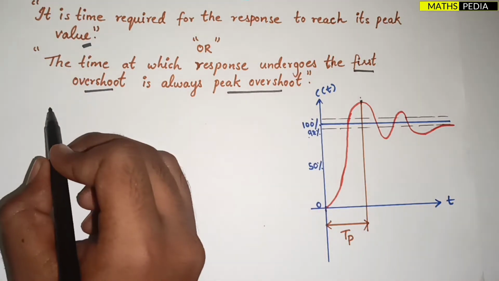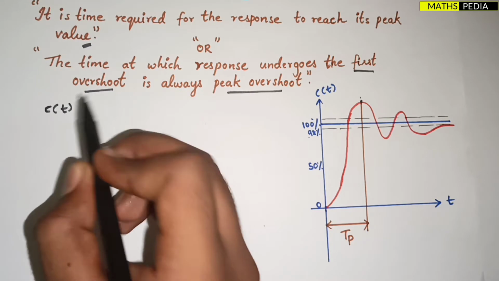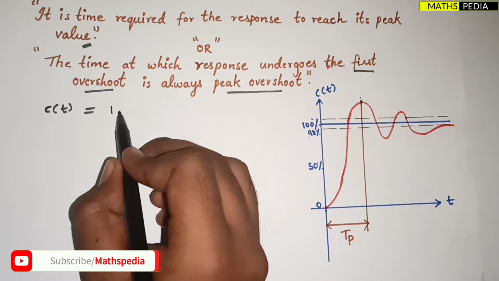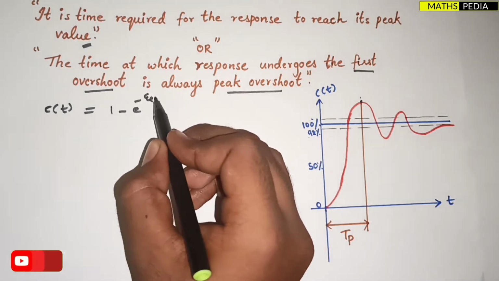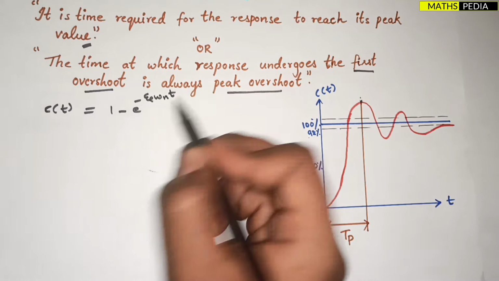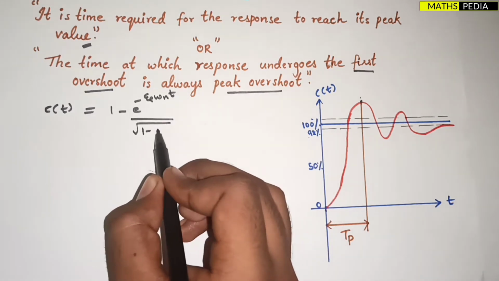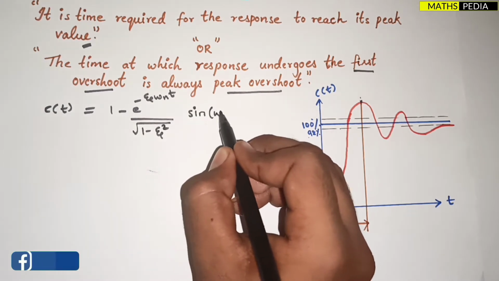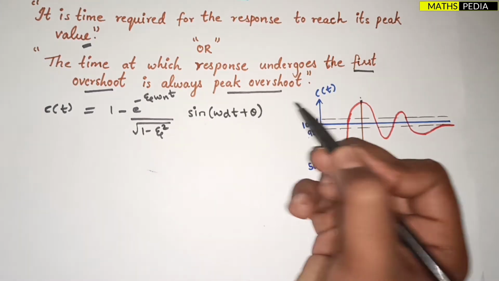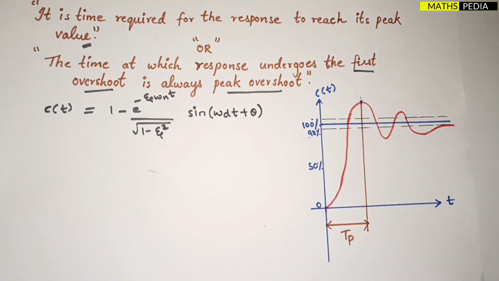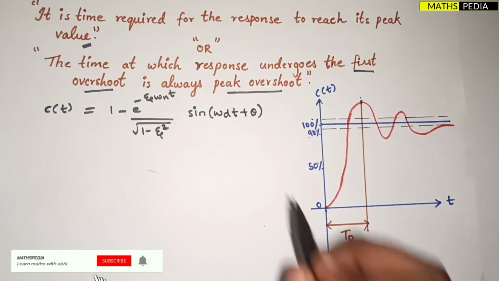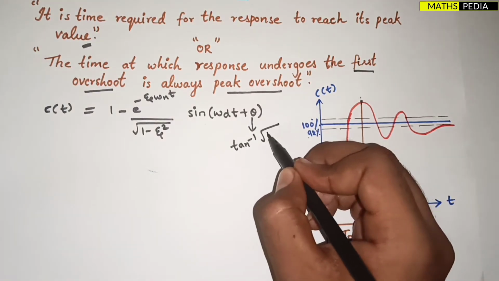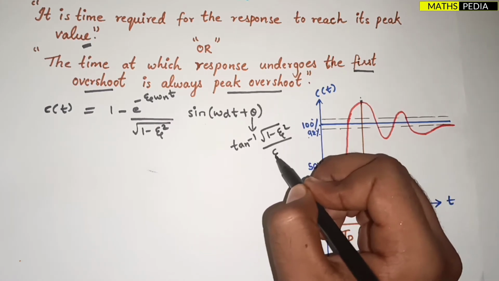As you know, first we have C of t, the transient response of the second order underdamped system we have discussed, which is equal to 1 minus e power minus zeta omega n t by under root of 1 minus zeta square, into sine of omega d t plus theta. Here theta is nothing but tan inverse of under root of 1 minus zeta square by zeta.